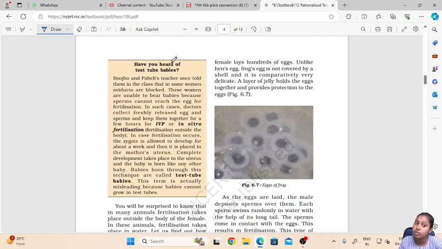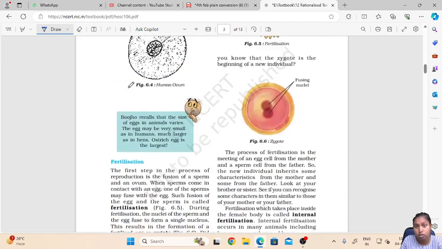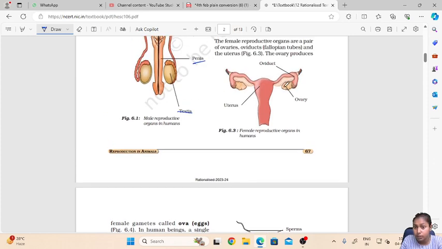Before that, have you ever heard about test tube babies? When a woman is unable to bear babies because sperm cannot reach the egg for fertilization, as the woman has a blocked oviduct, so the ovaries produce eggs and it is released into the oviduct, and the fertilization takes place here. If this oviduct is blocked, the sperms won't reach the egg, hence the mother will be unable to conceive a baby.